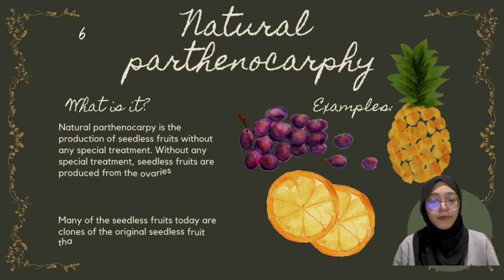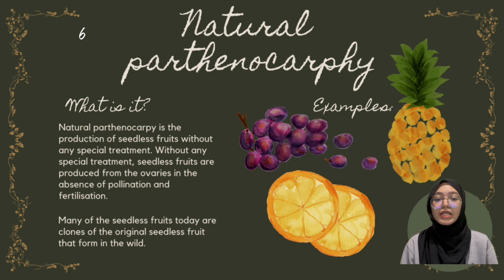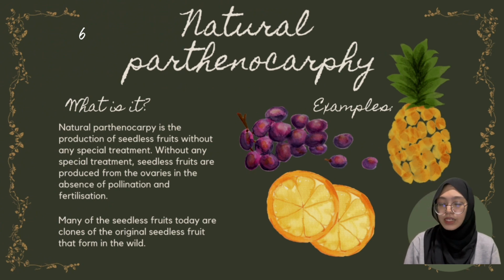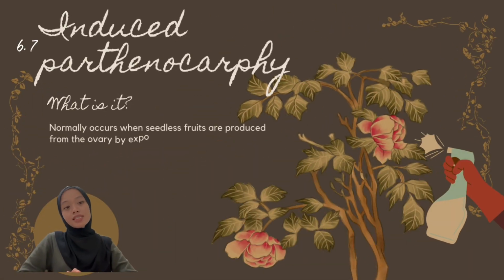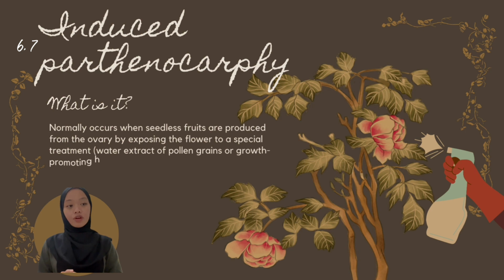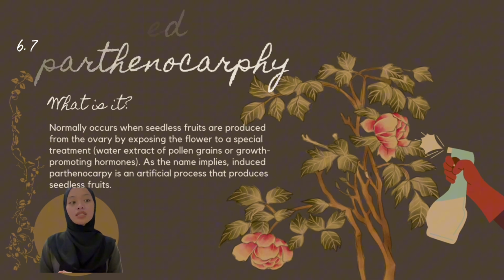Let's focus on natural parthenocarpy first. Natural parthenocarpy is the production of seedless fruits without any special treatment, produced from the ovaries in the absence of pollination and fertilization. Some examples include grapes, pineapples, and oranges. The other type of parthenocarpy is induced parthenocarpy. Induced parthenocarpy normally occurs when seedless fruits are produced from the ovary by exposing the flower to a special treatment. As the name implies, induced parthenocarpy is an artificial process that produces seedless fruits.